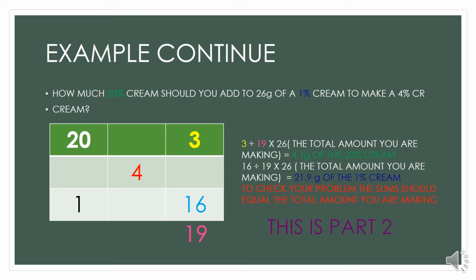So once I do that, I get 4.1 grams of the 20% cream. And then I take my 16, which is my new low, and I divide it by my total sum, which is 19, and multiply that by my 26 grams, and I get 21.9 grams of the 1% cream. To check my problem, the sum should equal the total amount you're trying to make. So 4.1 grams and 21.9 grams equals 26 grams.